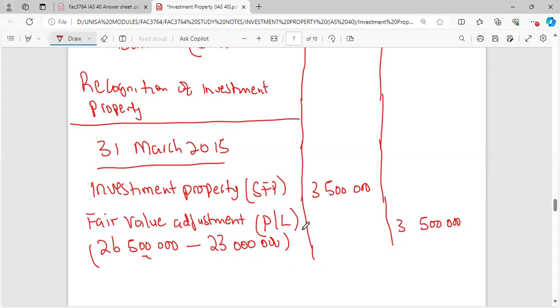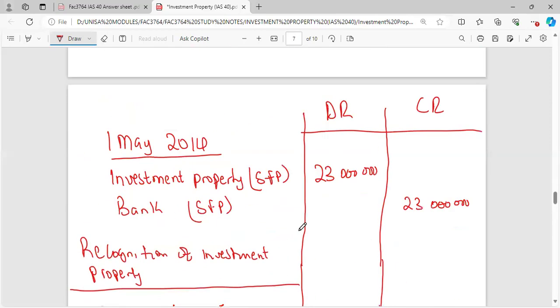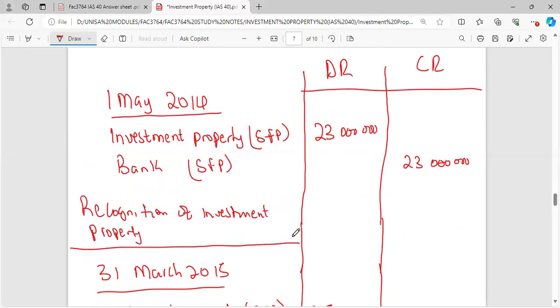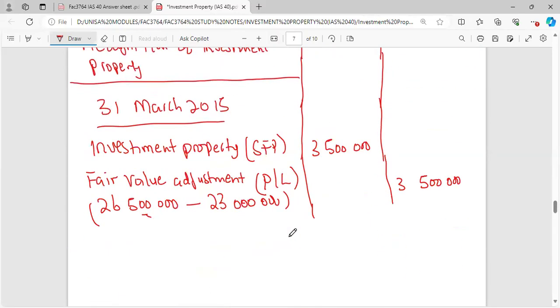Okay, if it is PPE, at initial recognition you need to check the cost of the PPE, the same as we did for the investment property. But at subsequent measurement, you need to check depreciation, which means we should have a depreciation journal here if it was a PPE. Instead of a fair value adjustment, we're going to have a depreciation journal. So if the question requires you to journalize, you should just look at the initial measurement and the subsequent measurement. Those are the things that you are going to journalize in your journal entries.